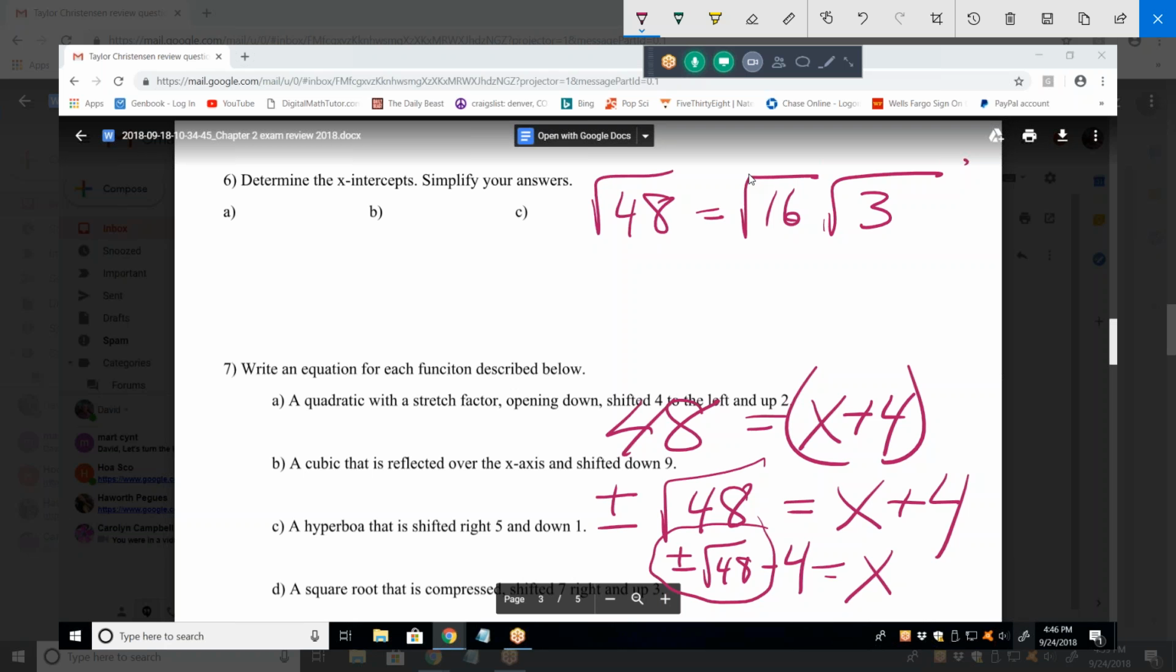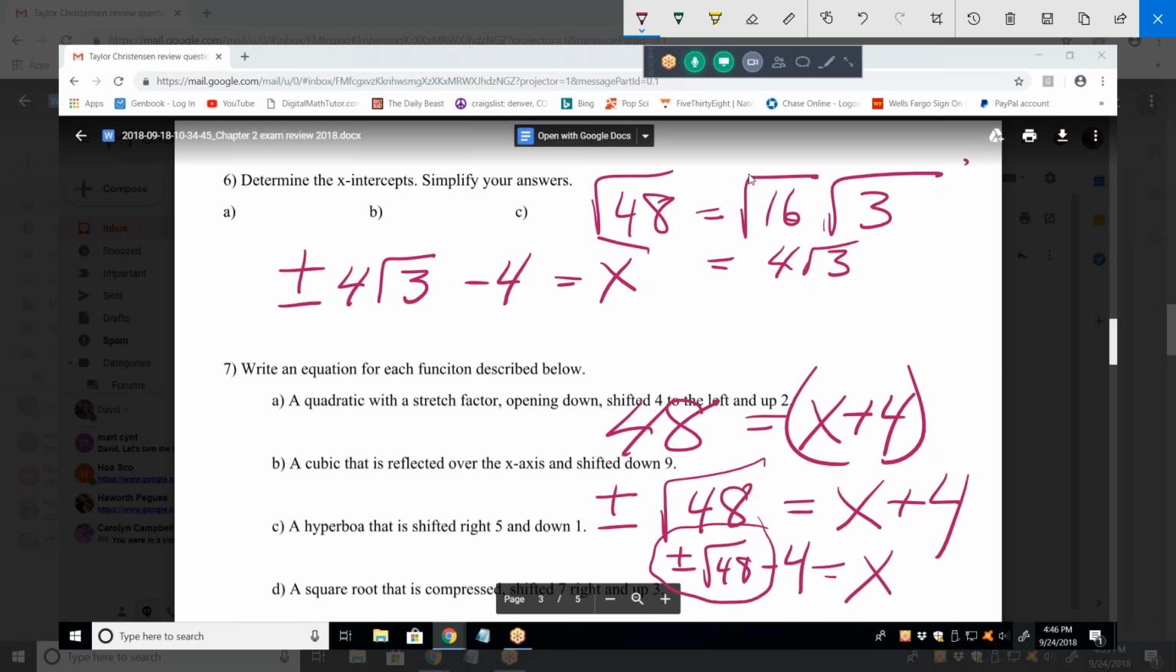I could also have done 4. It just would have taken 2 steps, and I'll do that for you just to show. But this is clearly equal to 4 root 3, right? So now we have our answer: plus or minus 4 root 3 minus 4 equals x.